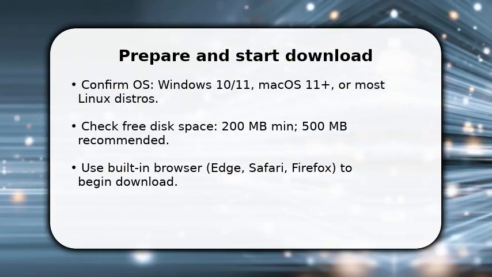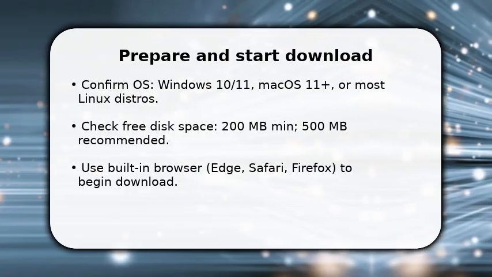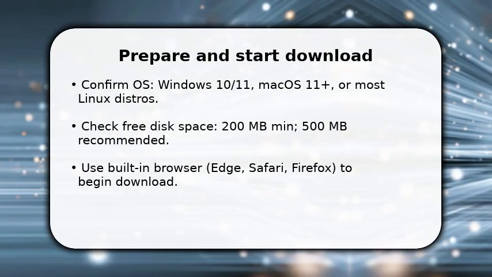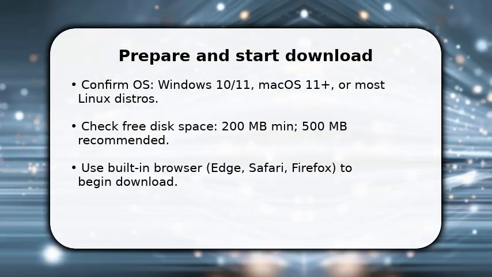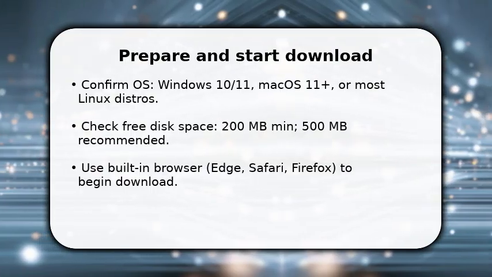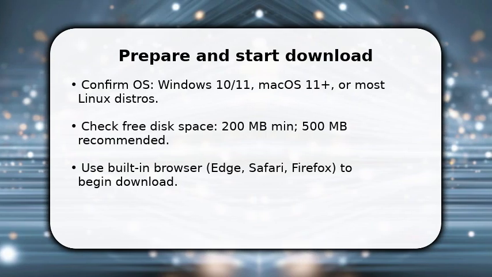Once ready, search for Chrome Download in the browser's address bar, or open the browser menu and choose the download page option. Click the primary download button for your OS and allow the installer file to save. You're now ready for installation.